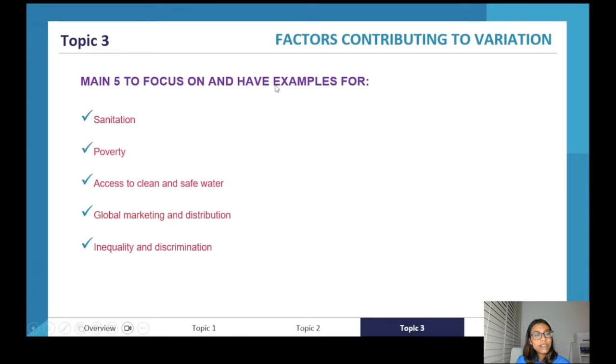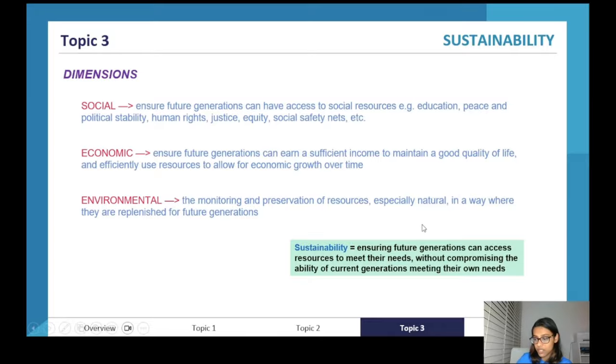Then we've got the main five to focus on for factors contributing to variation: sanitation, poverty, access to clean and safe water, global marketing and distribution, and then inequality and discrimination. And then the examples that I was referring to before. Then we've got the dimensions of sustainability: the social, economic, and environmental dimensions. And then we've just got descriptions here, and some examples maybe.